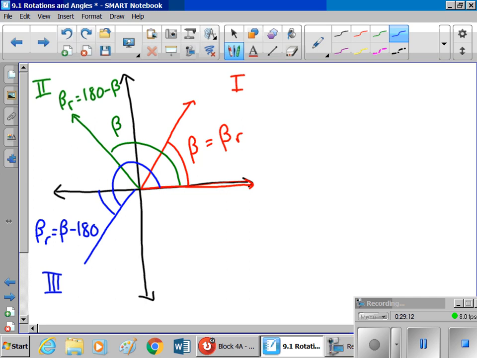And over in the fourth quadrant, we have something over here, and our angle looks like that. This is our beta. Well, now our reference angle finishes off the circle. Okay. Well, we know how to finish off a circle from finding our coterminal angles. It's going to be beta r equals 360 minus beta.